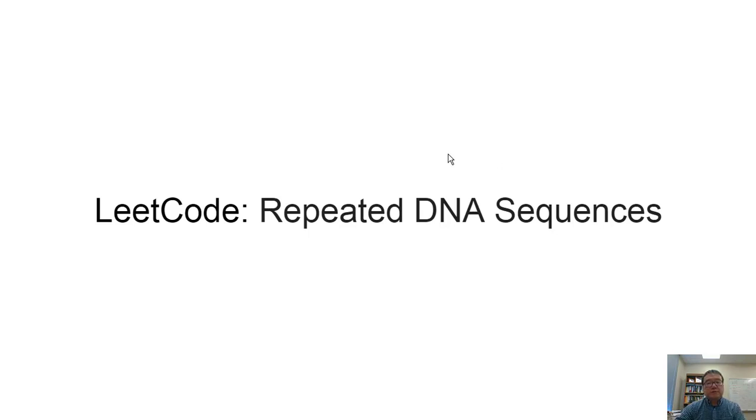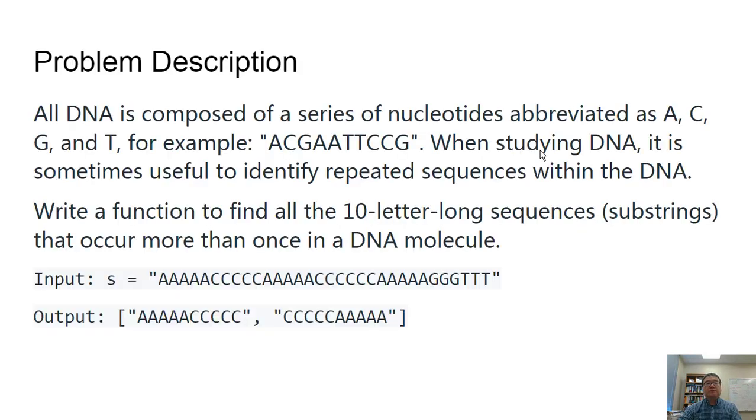This example is from LeetCode. It's called repeated DNA sequences. So here's the problem description. We all know that DNA is a series of nucleotides. There are 4 types of them, so we call them ACGT.